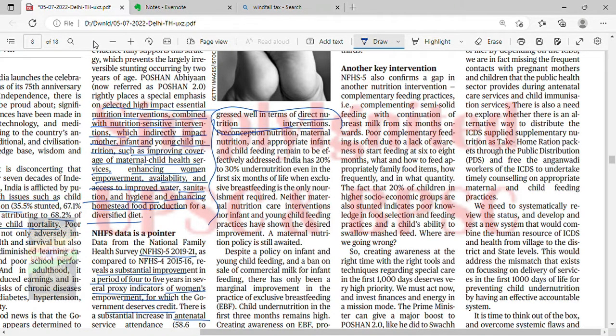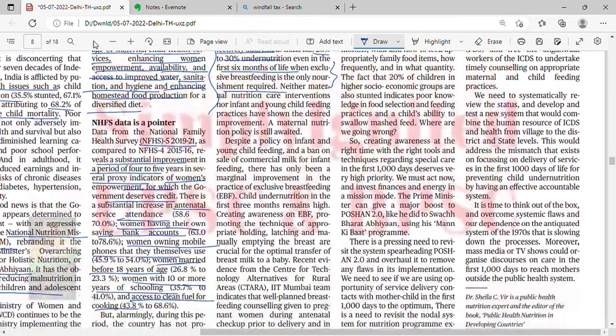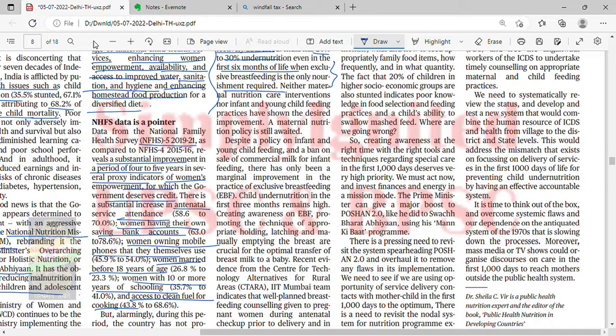Preconception nutrition, maternal nutrition, and appropriate infant and child feeding remain to be effectively addressed. India has 20 to 30% undernutrition even in the first 6 months of life, when exclusive breastfeeding is the only nourishment required. This means what? Mother is malnourished. Okay. Neither maternal nutrition care interventions nor infant and young child feeding practices have shown the desired improvement. A maternal nutrition policy is still awaited. Despite a policy on infant and young child feeding and a ban on the sale of commercial milk for infant feeding, there has only been a marginal improvement in the practice of exclusive breastfeeding.